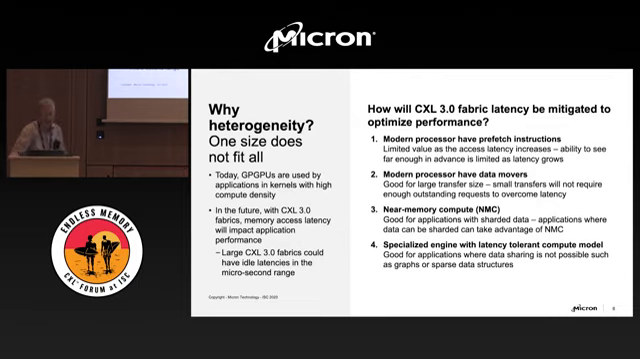What I have here are 4 different ways that you could mitigate this higher latency to optimize performance. First off, modern processors have prefetch instructions. Those prefetch instructions really were set to pull in accesses in advance so that you don't run out of your reorder buffer space. But if you look at your reorder buffer space in modern processors, it's really set to cover just the local memory latency.